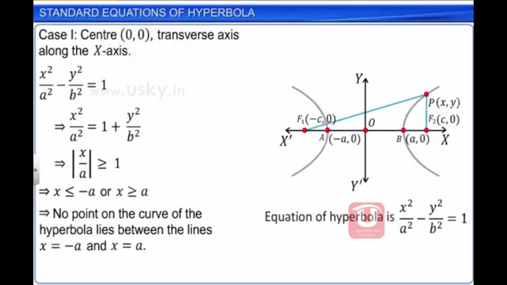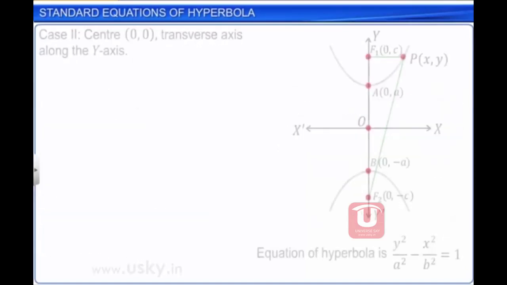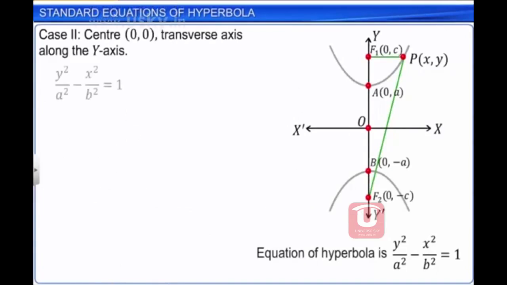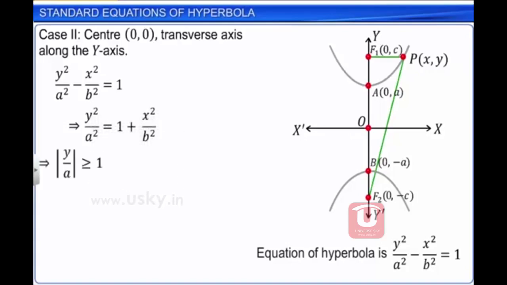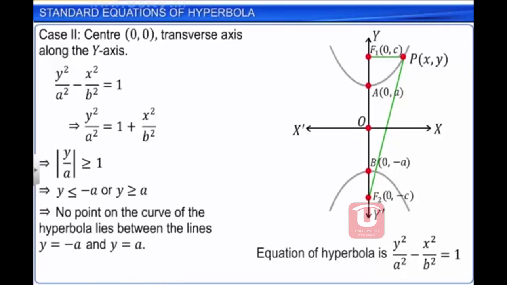Similarly, rearranging the standard equation of a hyperbola with its center at the origin and the transverse axis along the y-axis, we find that the modulus of y upon a is greater than or equal to 1. This implies that for any point on the curve of the hyperbola, the value of the y-coordinate is less than or equal to minus a, or greater than or equal to a. Thus, no point on the curve of a hyperbola with its center at the origin and the transverse axis along the y-axis lies between the lines y is equal to a and y is equal to minus a.